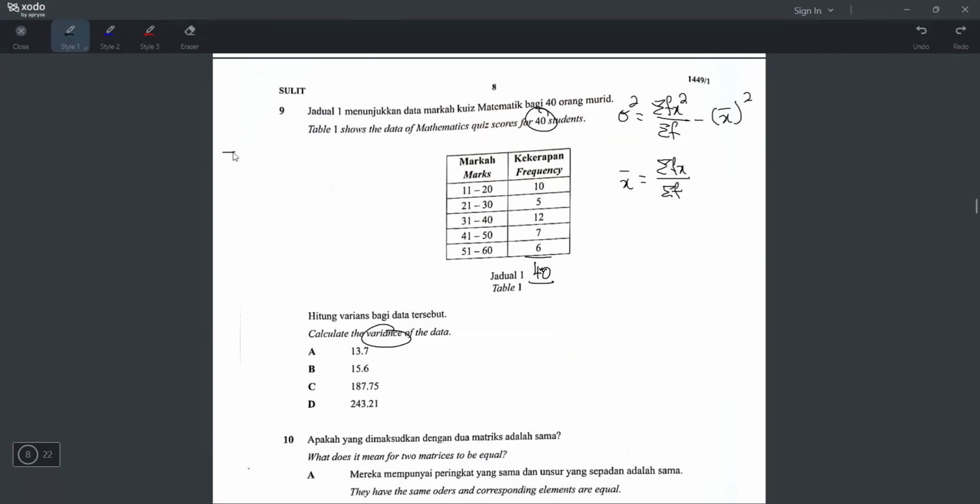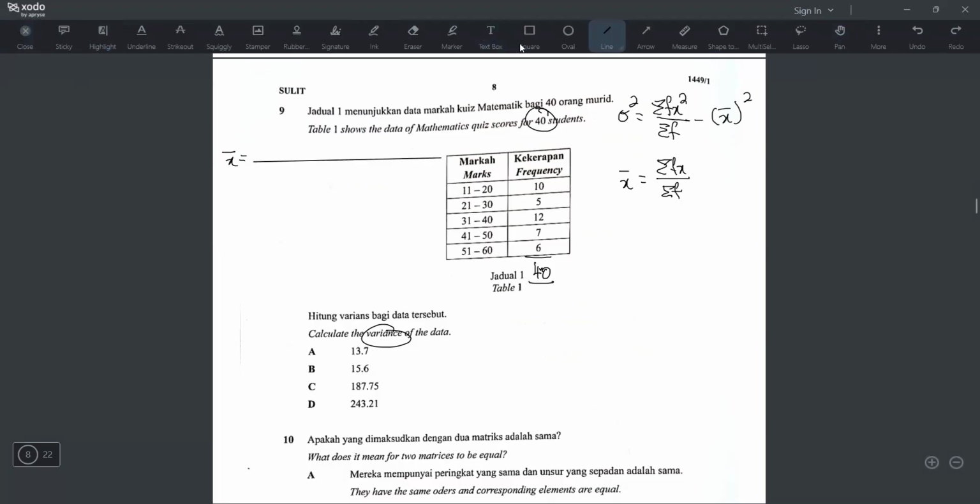Okay, first let's find mean first, right? But still they never ask us to find mean, they ask us to find variance. Okay, if you want to find variance, you need to find mean first, because look at the variance formula. You need the mean, right? So that's why you have to find mean first, right? Same with standard deviation. If they ask you to find standard deviation, you also need to find mean first. Okay, how to find mean? Okay, the formula is there already, right?